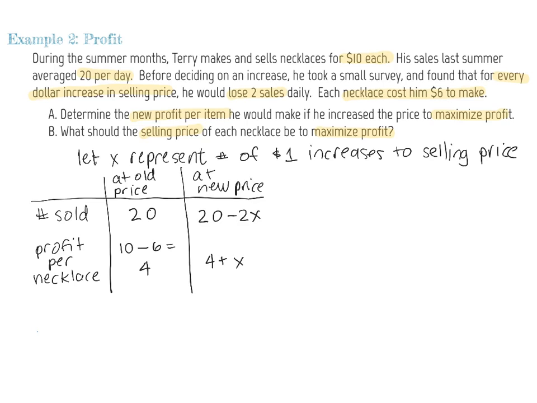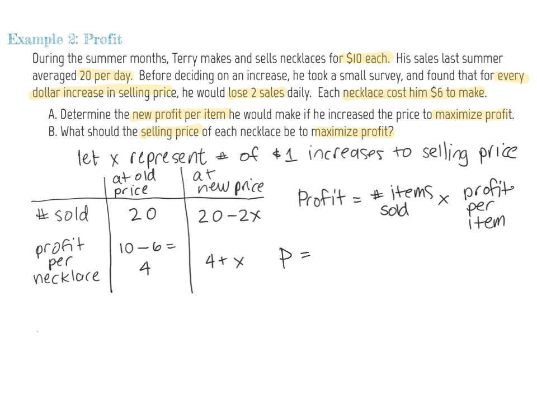At our new price, we have $4, and then we add in x number of dollars because for every dollar we increase the price, it goes purely to profit. Now we can look at our equation relating everything together. The profit equals the number of necklaces sold times the amount of profit we earn for each necklace that we sell. Plugging in the information we have, we get that profit equals 20 minus 2x times 4 plus x.